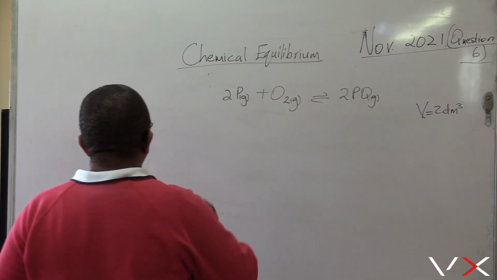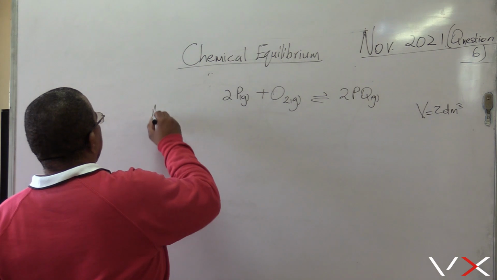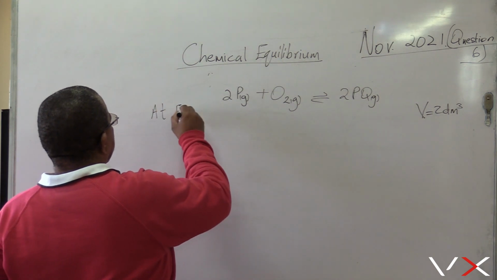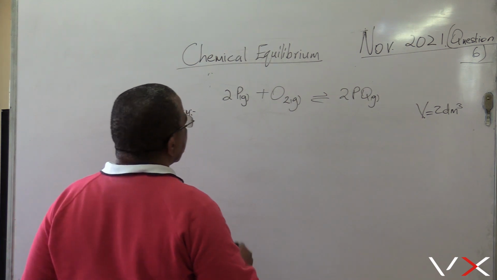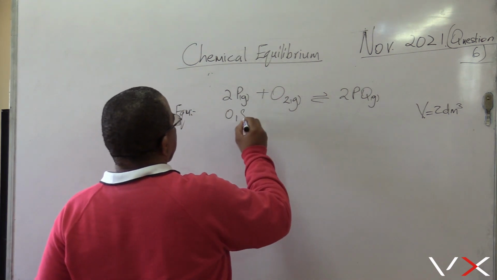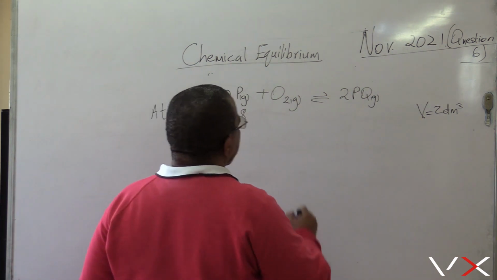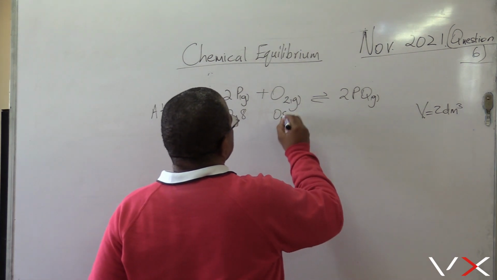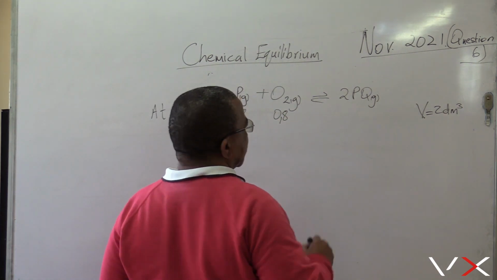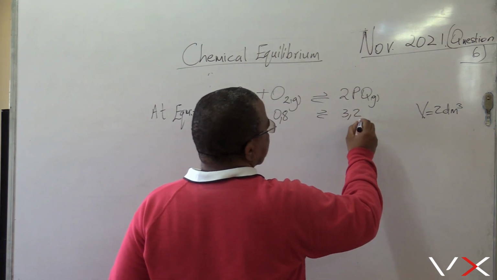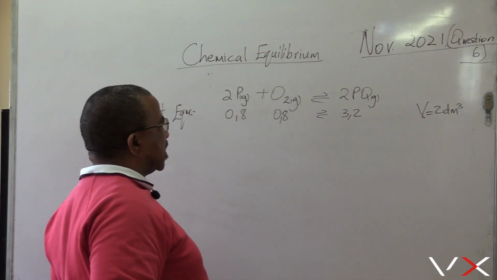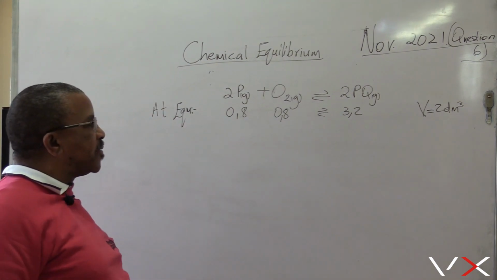Right. 6.2, the amount of each substance present in equilibrium mixture at 300 Kelvin is shown on the table. Bayikala labati at equilibrium bayisusa lapho uP ungakanani u0.8, O2 ungakanani u0.8. That is at equilibrium. UPQ ungakanani is 3.2. So these are the number of moles at equilibrium.